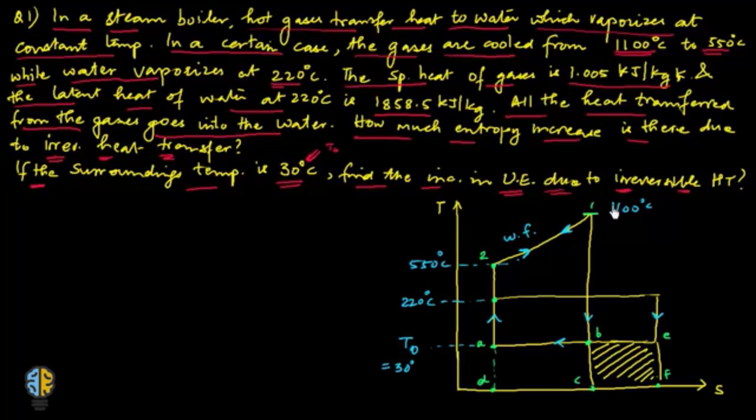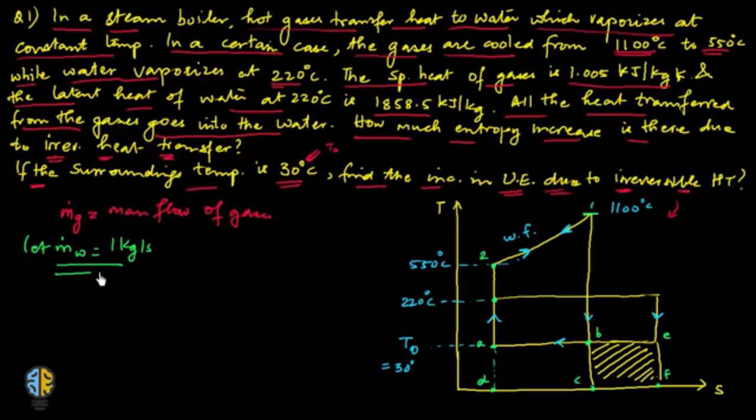Now, in this particular question, let us take a look at this particular diagram given to us. In this diagram, what is happening? Let us say the mass flow rate of the hot gases is m dot g. Now I don't have the mass flow rate of water. So let us say the mass flow rate of water is 1 kg per second. So let's find out all the values for 1 kg of water evaporated.